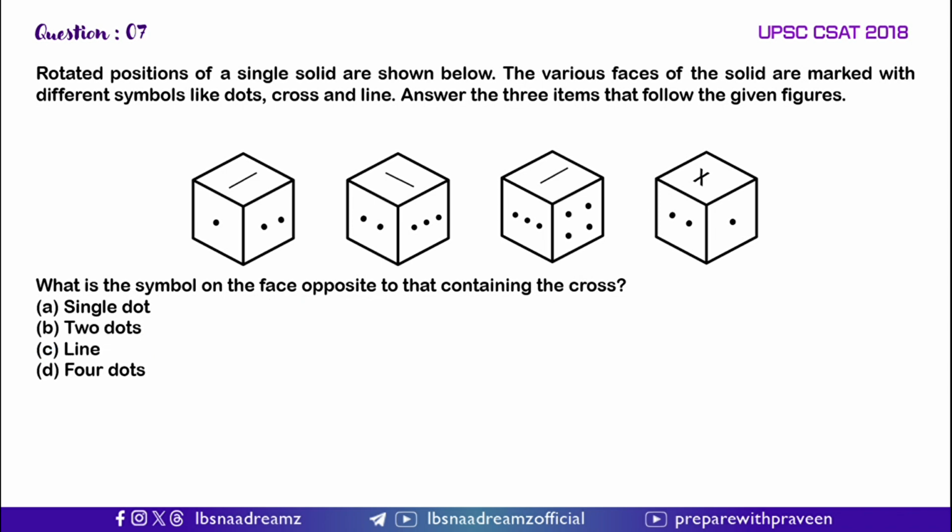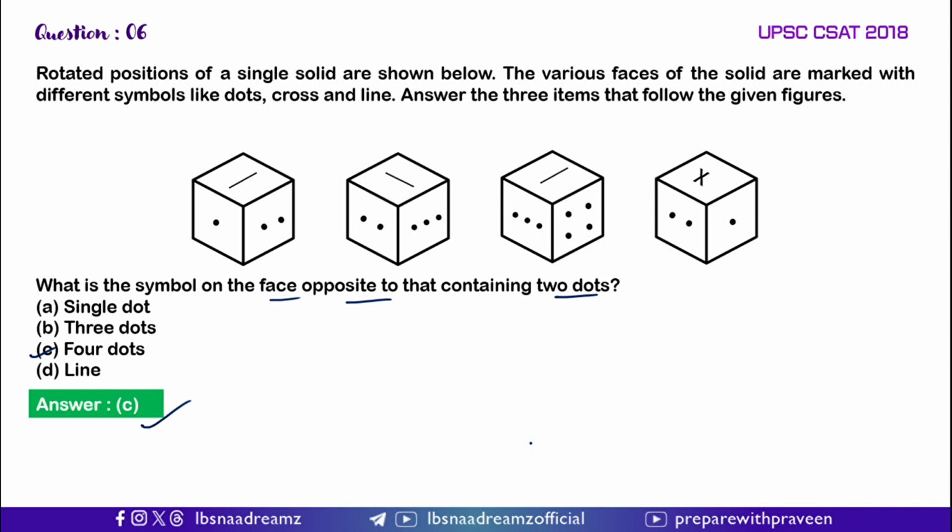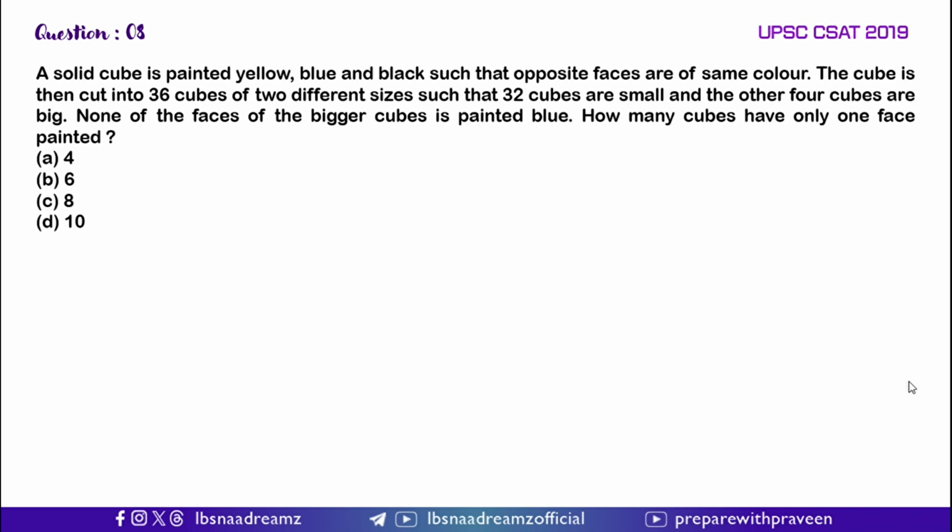Now the next question. What is the symbol on the face opposite to that containing the cross? Yes, we saw a single line and X, they are in the opposite sides. So option C, line. Yes, option C, line is the right answer. Got it? Now let us see the next question.